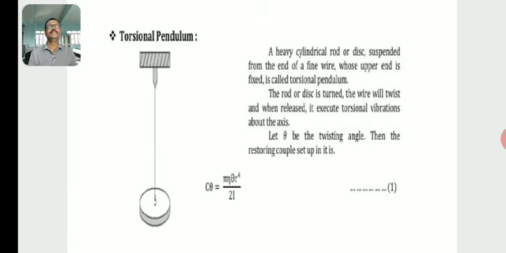Let theta be the twisting angle, then the restoring couple set up in it is given by, what about the restoring couple established in a wire, which is given by C theta equal to pi eta theta r to the power of 4 by 2L. Let this be equation number 1.